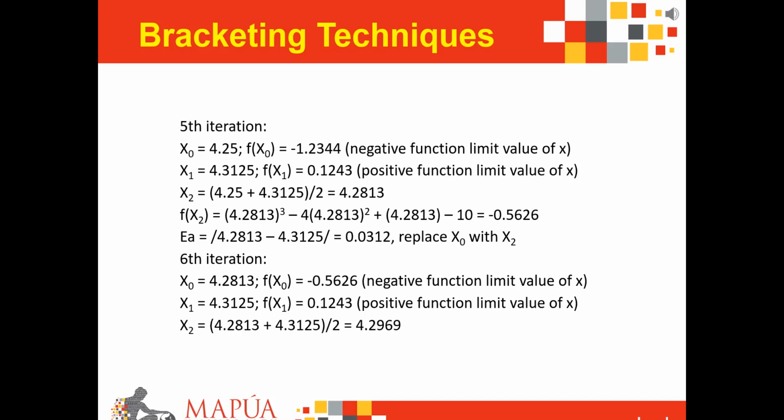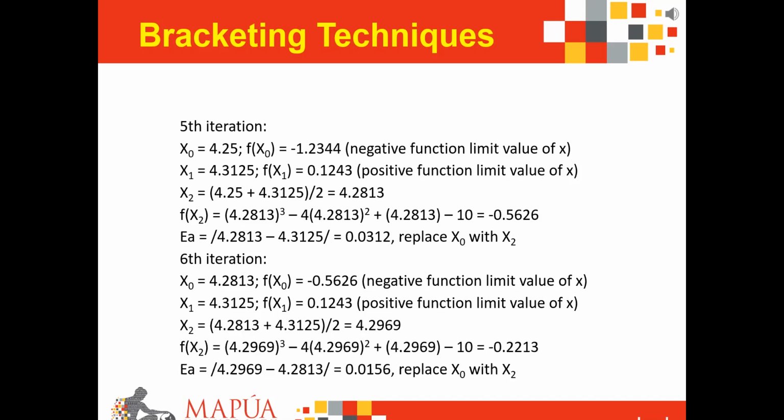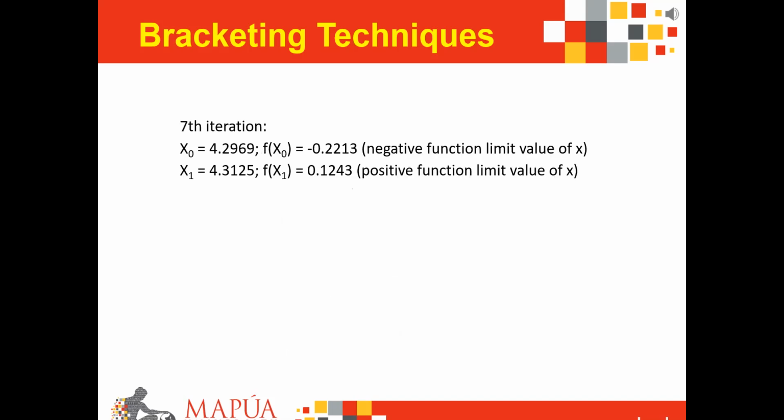Hence, we evaluate its midpoint, ending up with a value of 4.2969. And substituting that to your given function gives you a negative value of 0.2213. Evaluating its error, it shows us that we need to repeat the process. Hence, we replace x0 with x2 again. So on the seventh iteration, this now would be our given values.